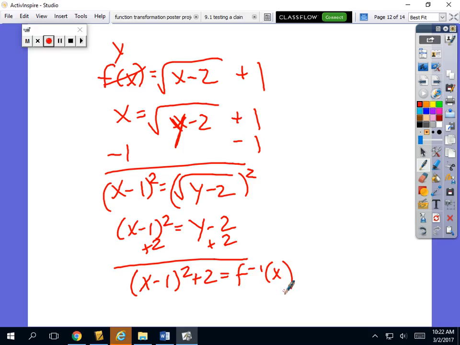And your domain is going to be 1 to infinity, and your range is going to be 2 to infinity. That would be for the inverse. They'd just be reversed for the function.